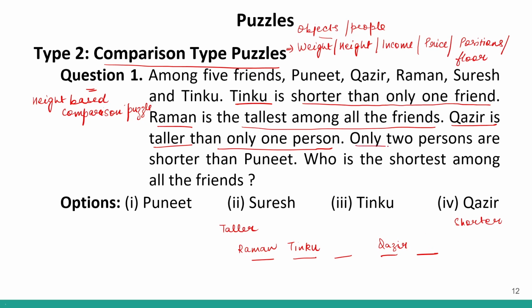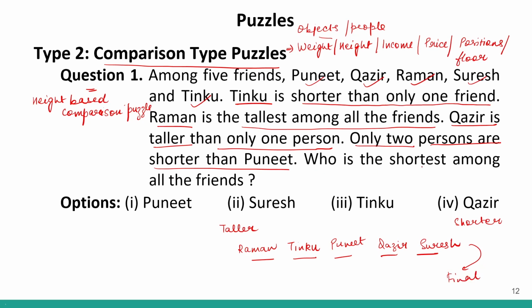It is given to us only 2 persons are shorter than Puneet. That means Puneet will come over here, because now if Puneet comes over here, we have only 2 persons shorter than Puneet. Correct? How many friends we had? 5. We have placed Puneet, Kazir, Raman, Tinku. The only person we have not placed is Suresh. So Suresh automatically comes over here. Correct? This will be my final arrangement.